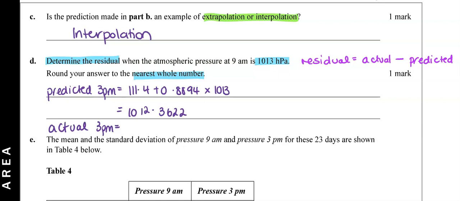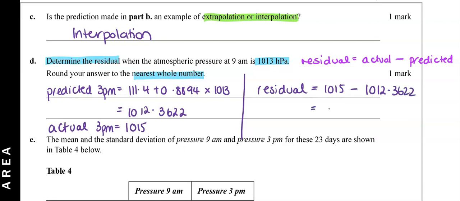So coming back now, we can say our actual value is 1015, and then putting that together to find the residual: our actual value minus our prediction gives us a residual value of 2.6378, which rounds to a value of 3 as our answer.